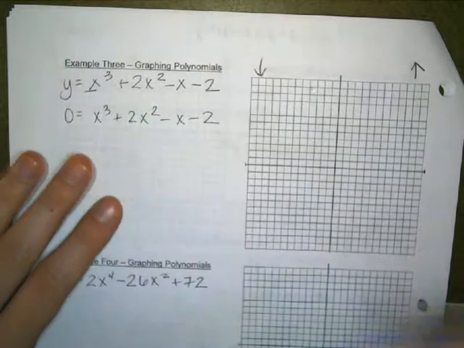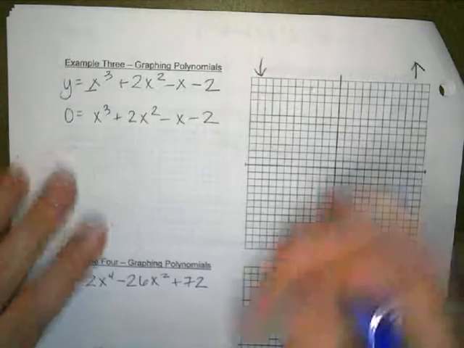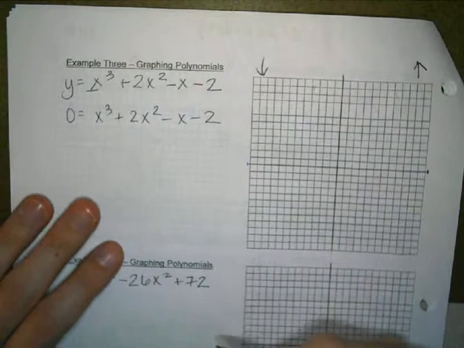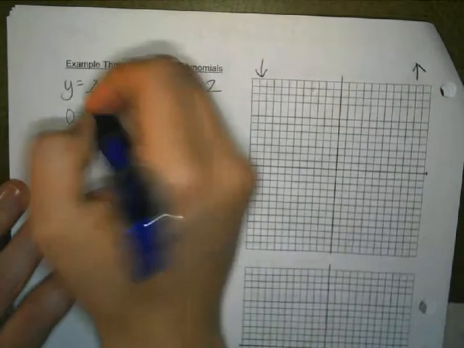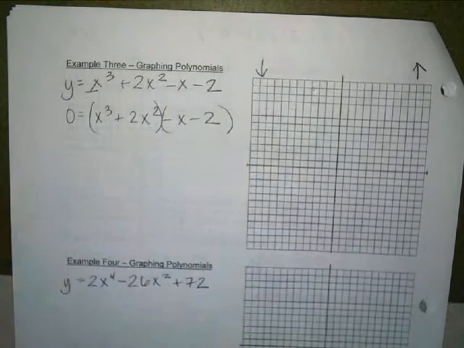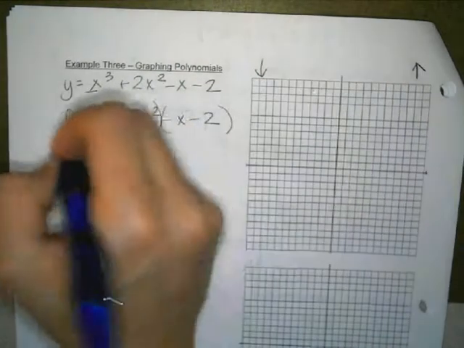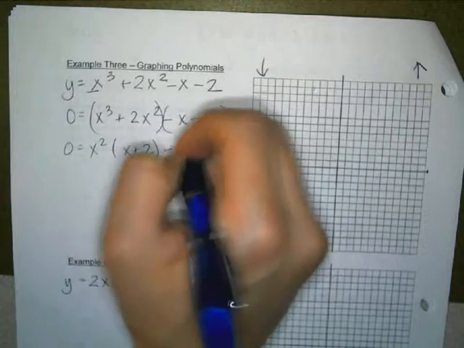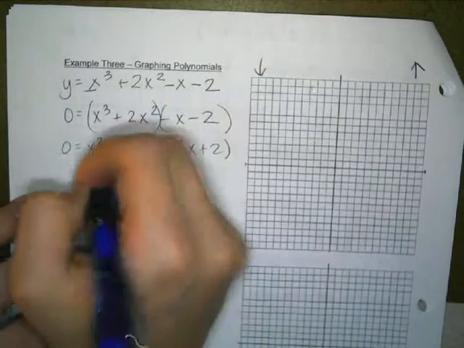And solve. Now I have 4 terms here. So I'm going to start by factoring by grouping. I can pull out an x squared. Here I can pull out a -1.